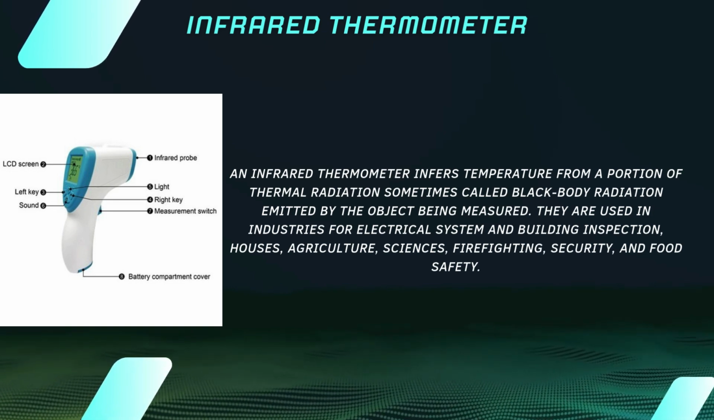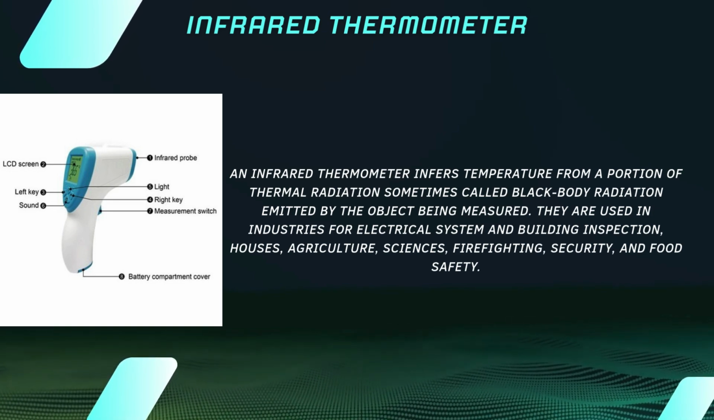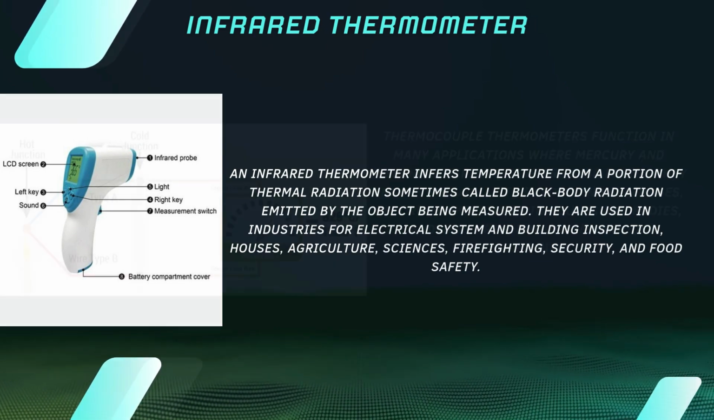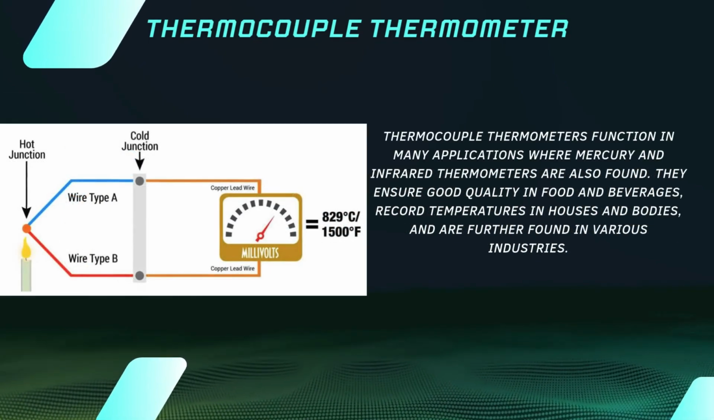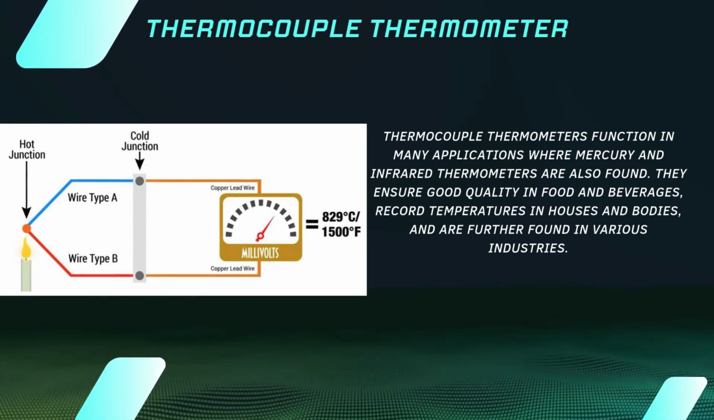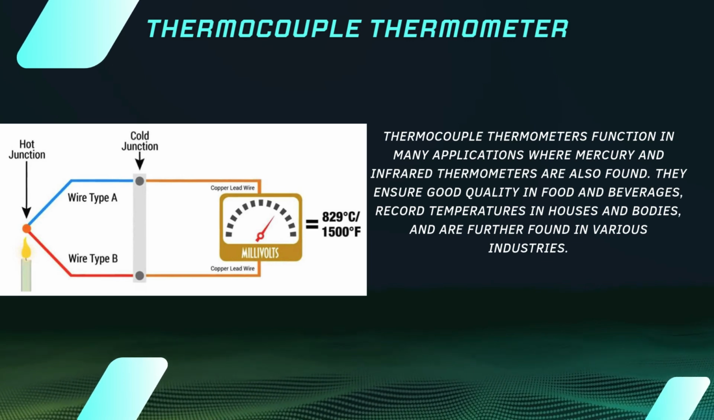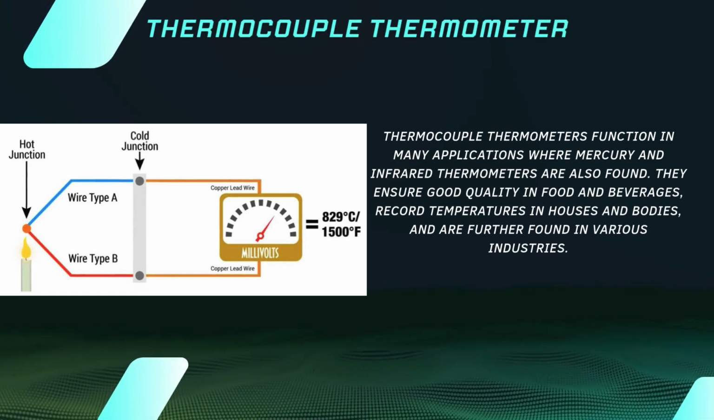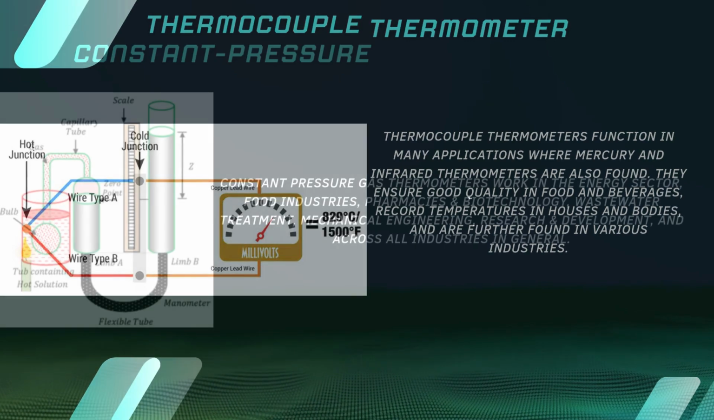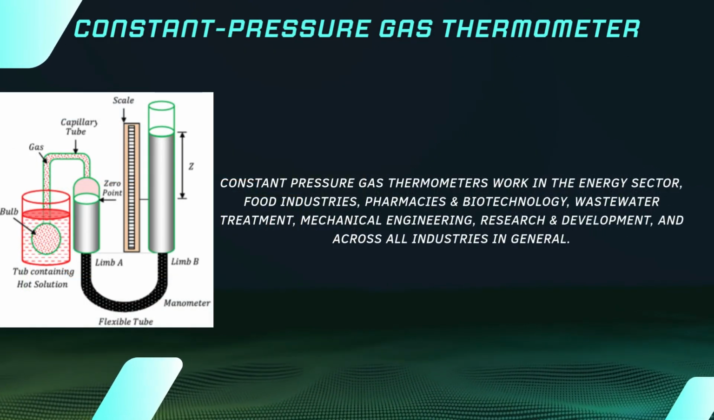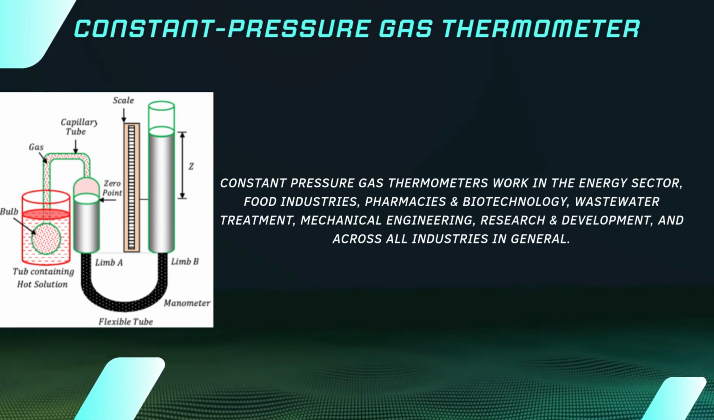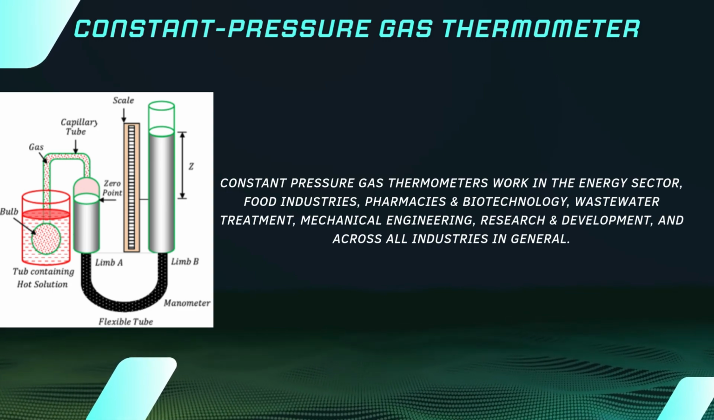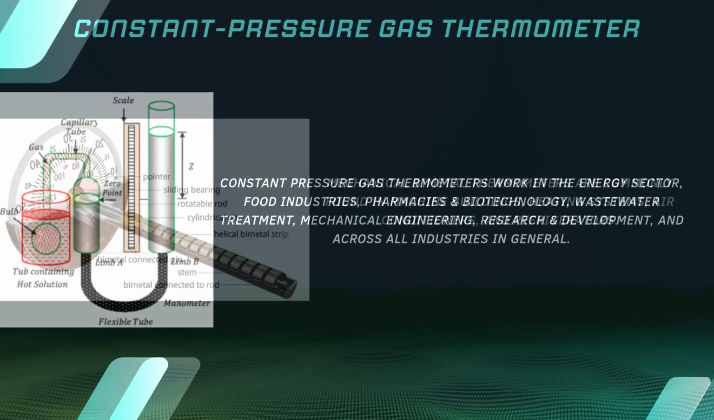They are used in industries for electrical system and building inspection, houses, agriculture, sciences, firefighting, security, and food safety. Thermocouple thermometers function in many applications where mercury and infrared thermometers are also found. They ensure good quality in food and beverages, record temperatures in houses and bodies, and are further found in various industries. Constant pressure gas thermometers work in the energy sector, food industries, pharmacies, biotechnology, wastewater treatment, mechanical engineering, research and development, and across all industries in general.